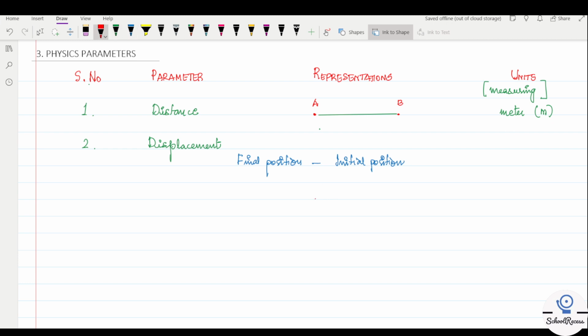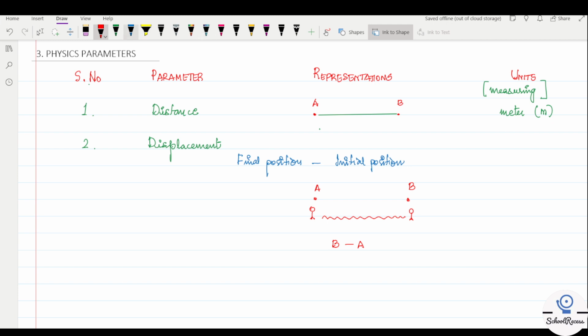Let's take a point A here and we have a point B here. If I could say a person starts from A and he travels all the way to B, what is his displacement? What is the final position? The final position is B. The initial position is A.